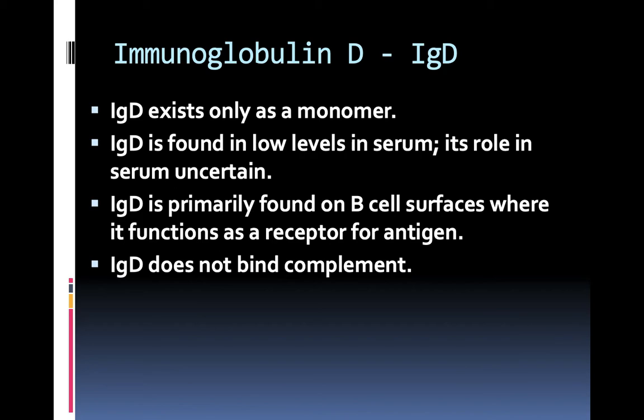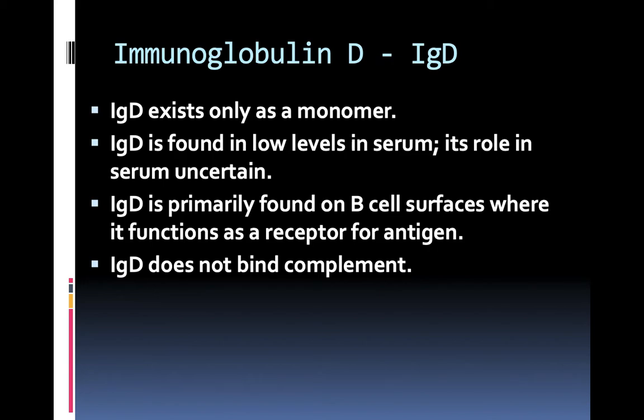IgD functions mostly as a receptor, a B cell receptor. A few of its characteristics, let's review. IgD exists only as a monomer. It is found in low levels in serum because it mostly acts as a receptor. In fact, until now, IgD is not yet thoroughly studied as a type of antibody.